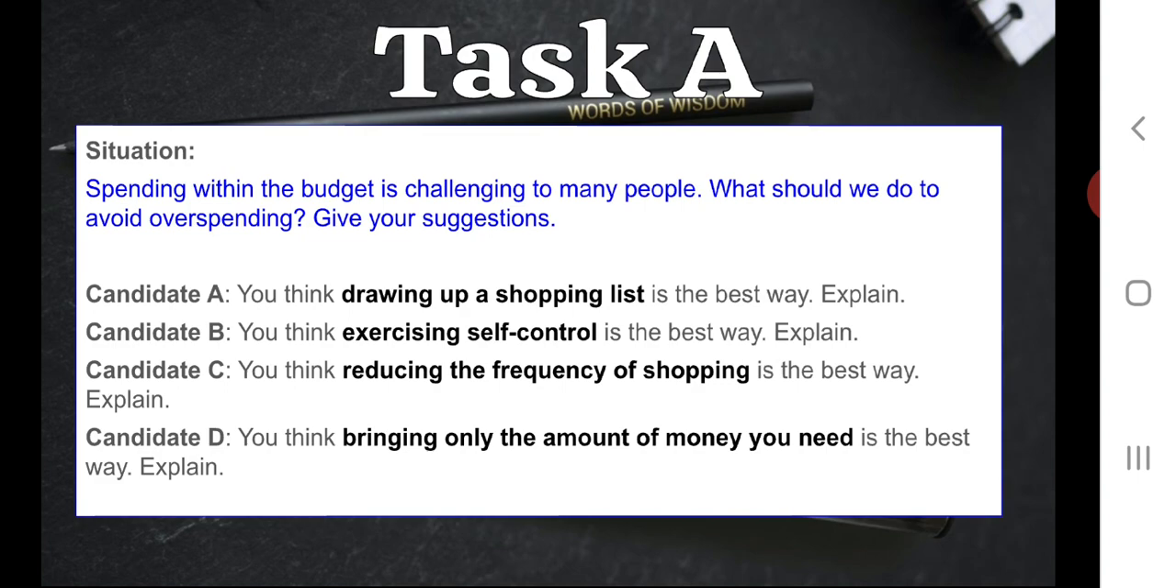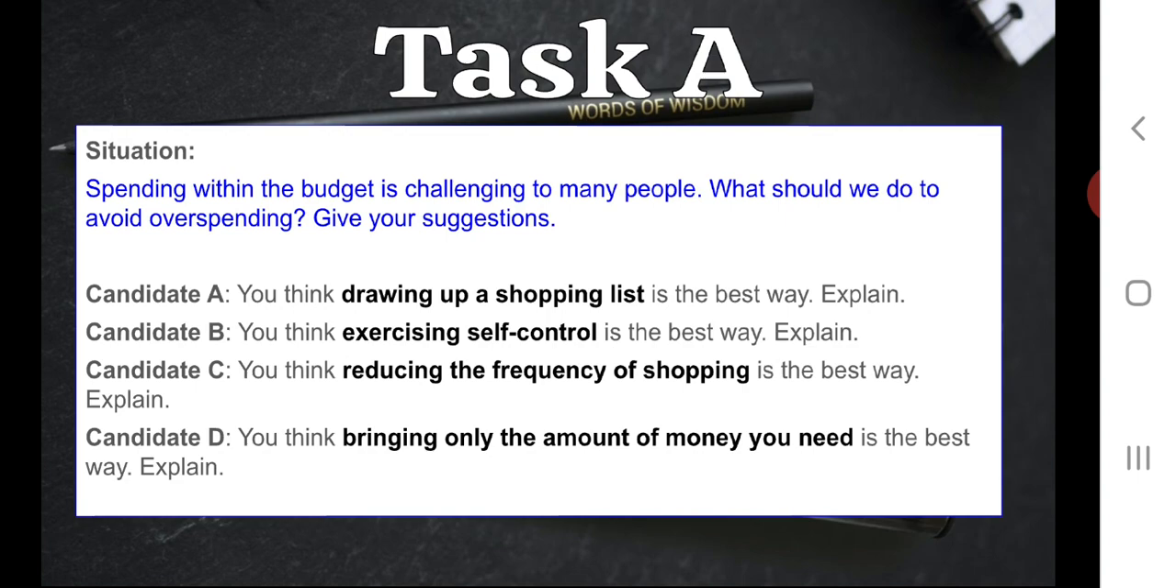So the idea of avoiding overspending is there, and you have to give the reason why having a shopping list would help to avoid overspending. In other words, you're going to use the question of why, isn't it? Why having a shopping list would avoid overspending? Or you could also use the question of how. How drawing up a shopping list would help to avoid overspending. That would give us the answer to the question in the situation, don't you think so?